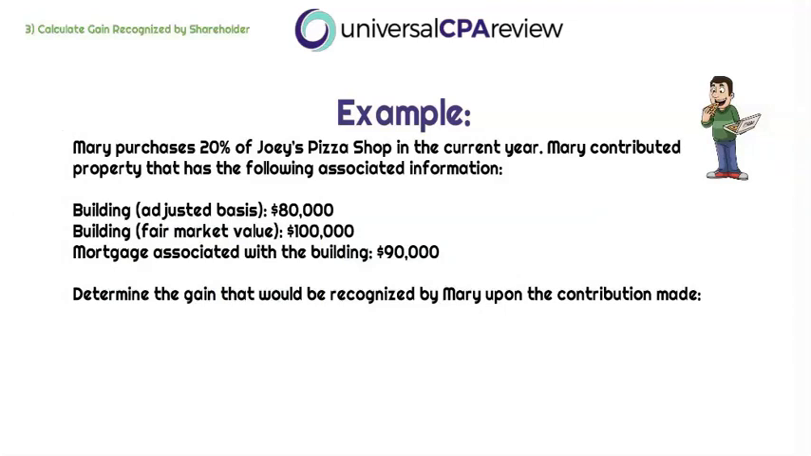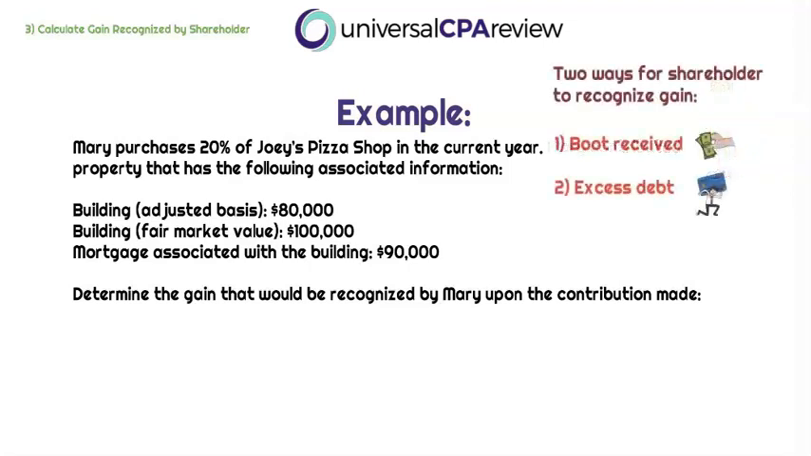Okay, take a look at that. The question is asking for the gain that the shareholder would recognize. This is question 3 of 3. So what did we say? How does the shareholder recognize gain? First of all, they're not going to avoid gain because we know right out of the gate that they are not acquiring over 80%, right? She's only acquiring 20%.